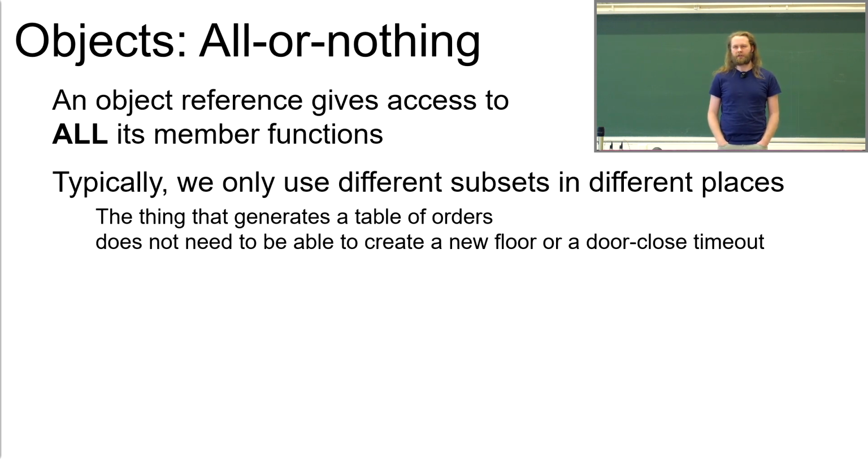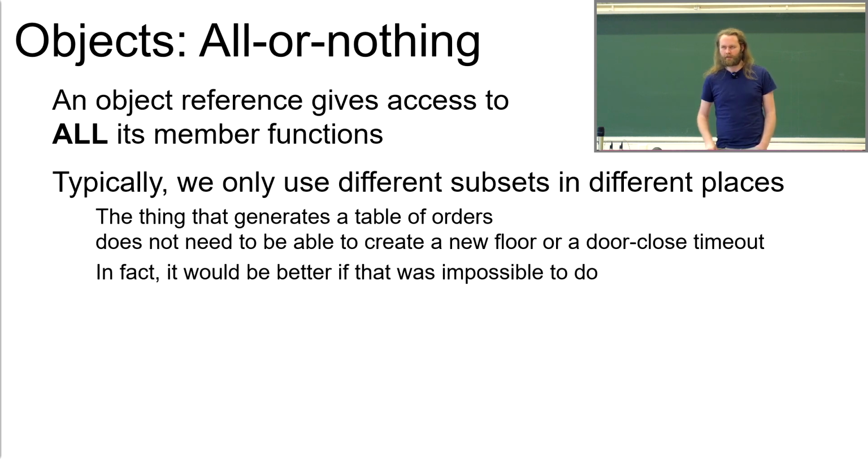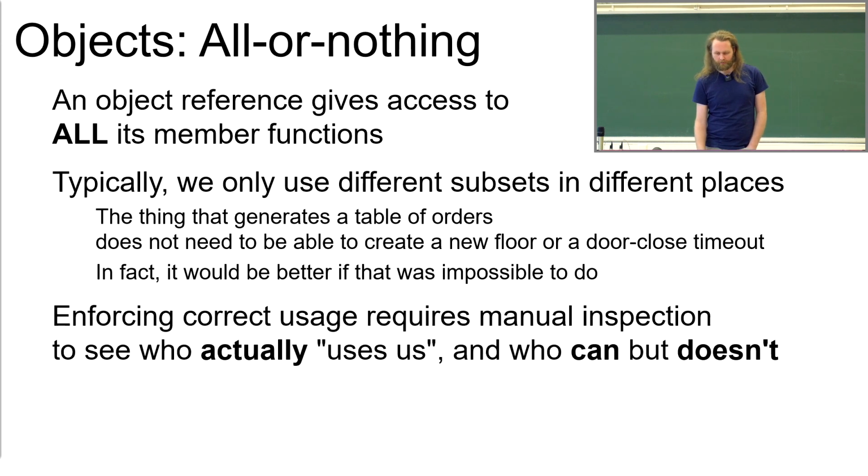But if that state machine is formulated as an object, and we need a reference in order to give it a new order table member function, we also get access to the member functions to give it a new floor or to give it a door close timeout. We don't need that. In fact, it would be better if we didn't have that. Our code would be better if it was impossible to provide or cause behavior that we're not supposed to cause. So if we could give it not an all or nothing interface, but expose a partial interface, that would give us better code.